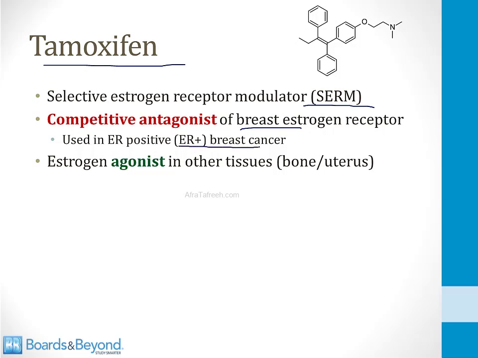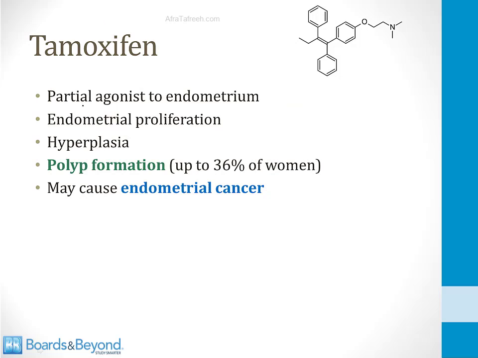And I talk about this in videos on cancer drugs in the hematology section. But the thing you need to remember about tamoxifen is that although it blocks estrogen receptors in breast tissue, it's an agonist of estrogen receptors in other tissues like the bones and the uterus. What this means is tamoxifen functions as a partial agonist to the endometrium. This can cause the endometrial layer to proliferate, this can lead to hyperplasia, and it commonly leads to polyp formation.